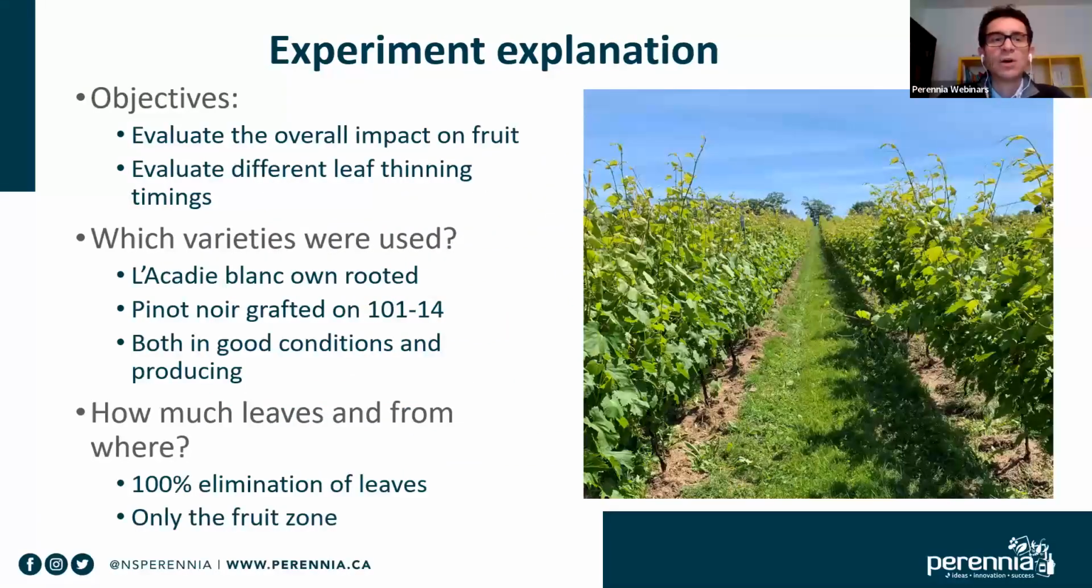So what are the objectives of this trial? Well, it was to evaluate the overall impact on fruit and evaluate the different leaf thinning timings. Which varieties were used? Well, l'Acadie Blanc en route and Pinot Noir grafted on 10114. Both varieties were in good condition and producing. So how many leaves and from where? Well, at the beginning, the main goal was to eliminate 100% of leaves. We didn't want to have any leaf on the fruit zone. Why? To increase the exposure as much as we could.